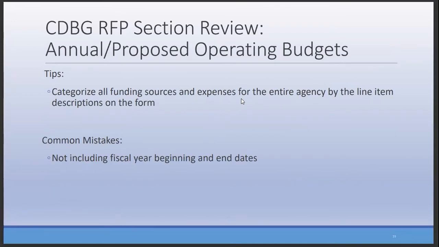Your annual and proposed operating budgets are where you enter all funding sources and expenses for the entire agency by the line item descriptions on the form. This information helps CDA see the organization's financial management in a very broad way by identifying where your funding sources come from, where they're being applied, and your revenue and expense ratios. A common mistake is not entering the start and end dates of your organization's fiscal year.